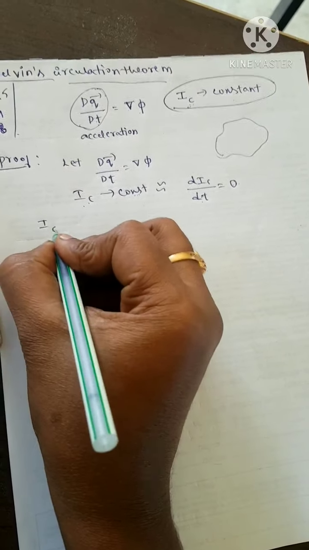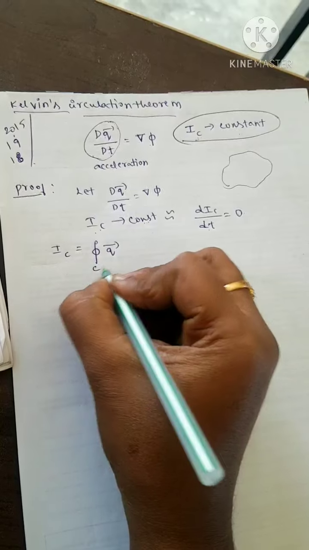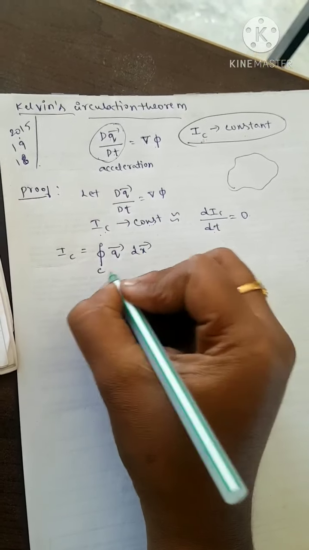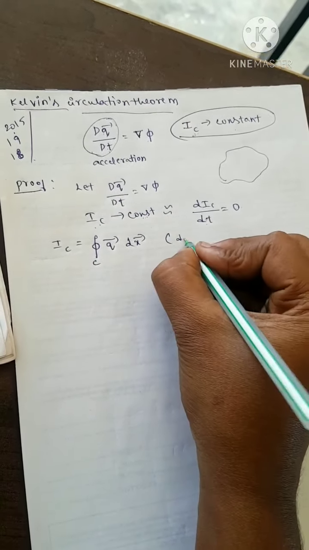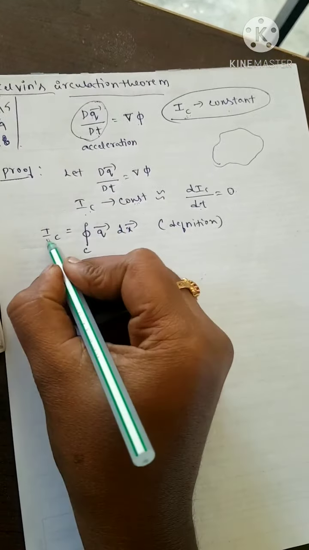Now from the definition of circulation, which I have just explained, the line integral of the velocity vector q taken around a closed curve C is called the circulation. This is the definition of circulation. Right? Now let me differentiate this.